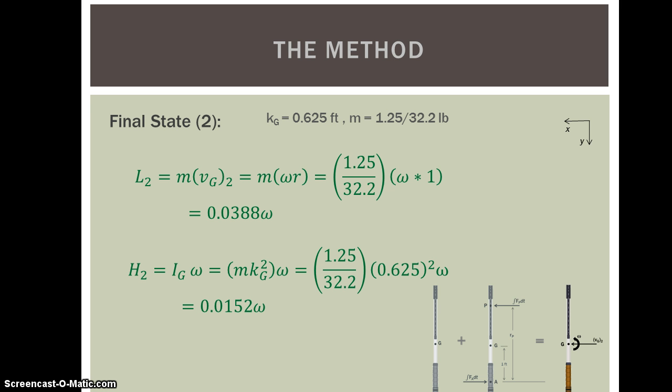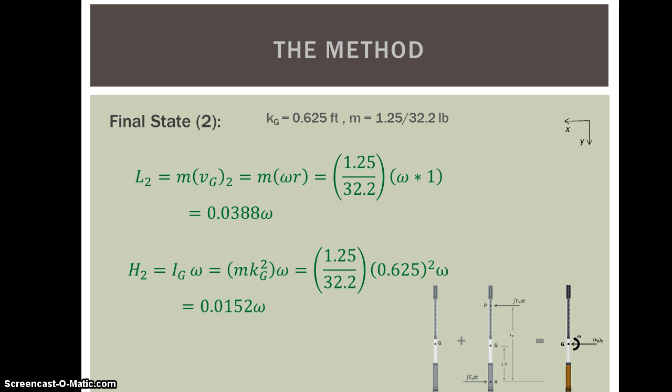The mass was given to us, 1.25 pounds. Convert that to mass. And we know the radius is 1, as we're given from the problem, as g, where the omega-like term is going around, as we see in our kinetic diagram. And so we were given that distance of 1 foot.